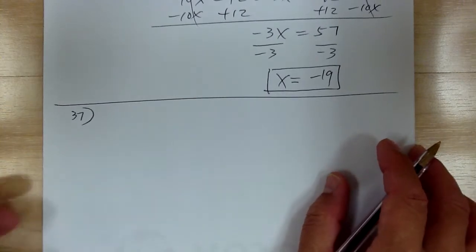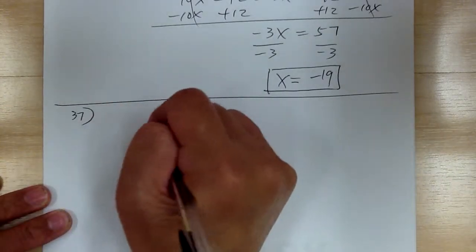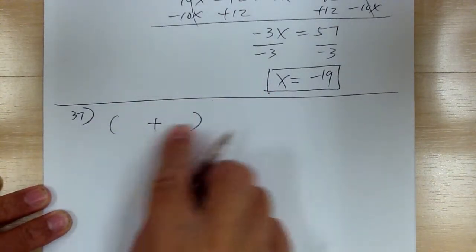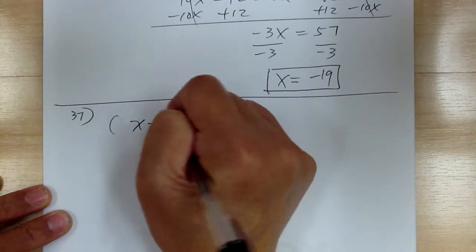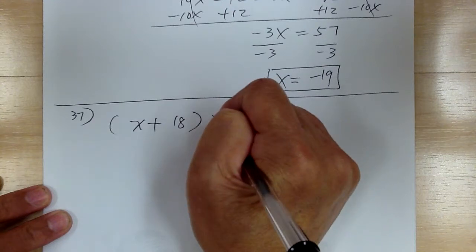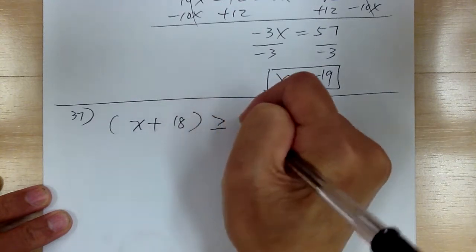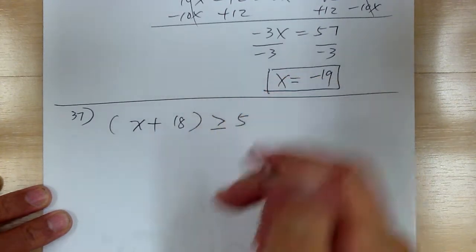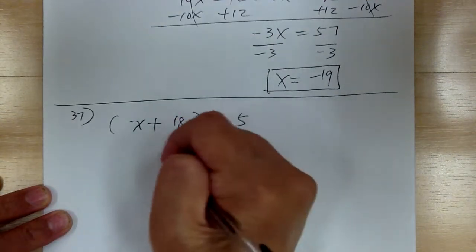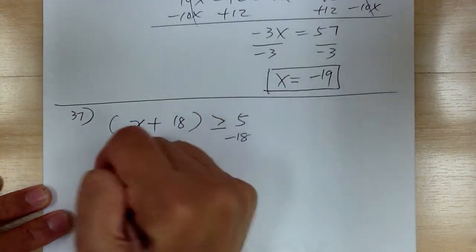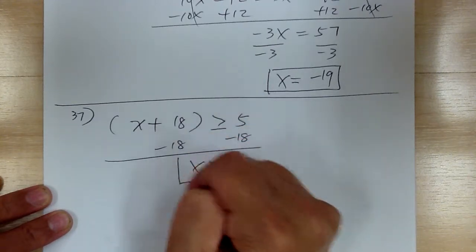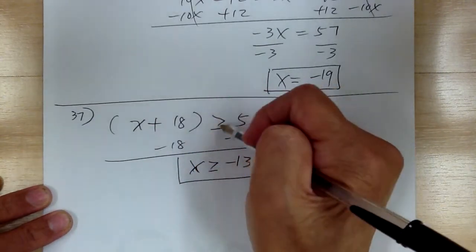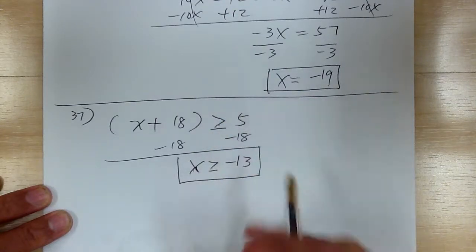Okay, so again, let's go and read. It says the sum, so the sum means this, right? The sum of an unknown number and 18 is to be at least. At least means greater than or equal to and 5. So you're looking for this number. So all you have to do is just minus 18, minus 18. So you got x is greater than or equal to negative 13. So make sure you line up with your inequalities and go all the way through.